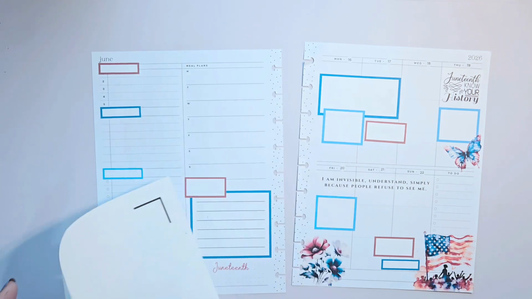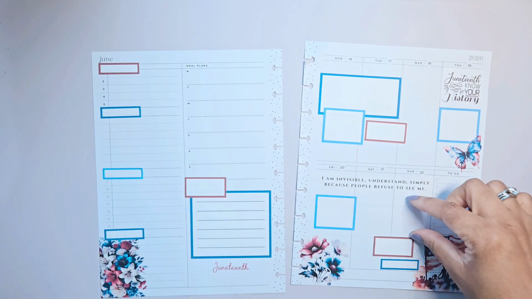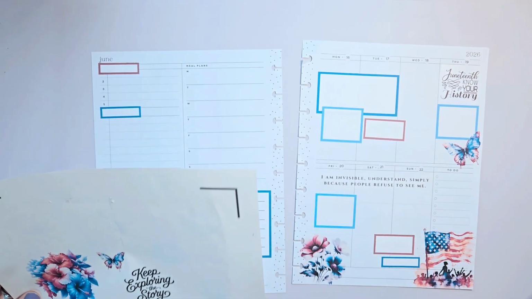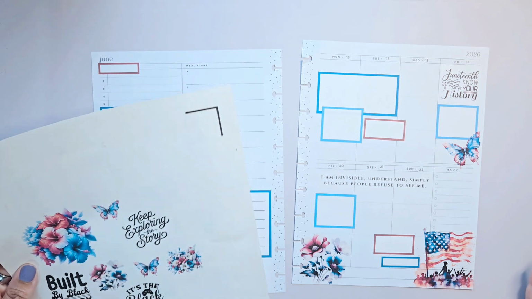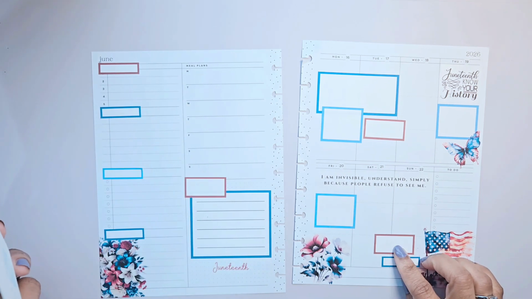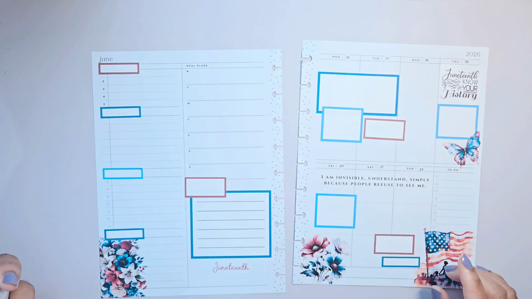What's interesting to note is that a quote here would be really good, but I don't have another quote. So I was thinking about putting that floral there, but I don't know if I want to do that.